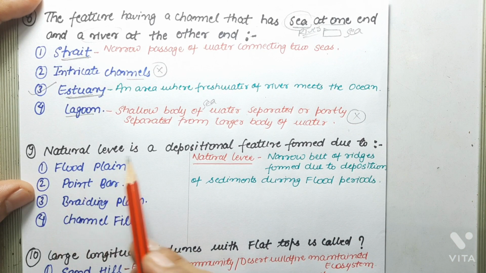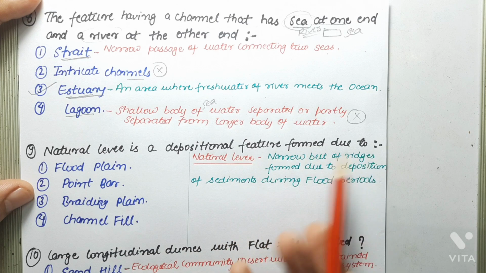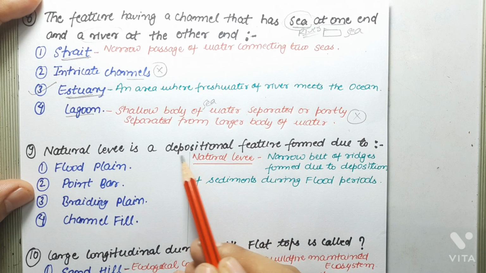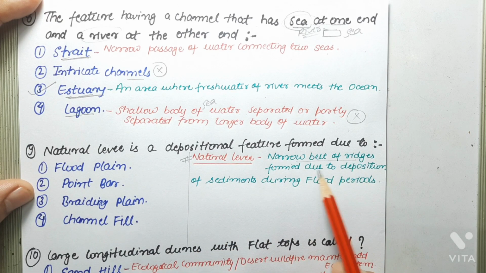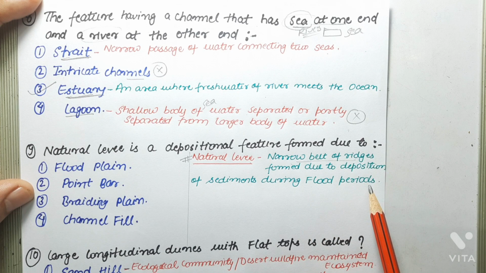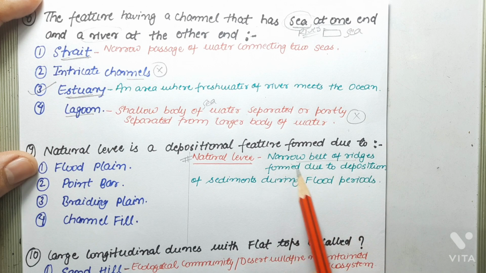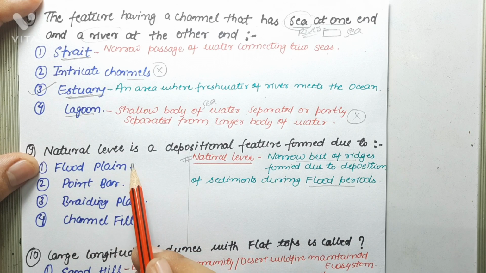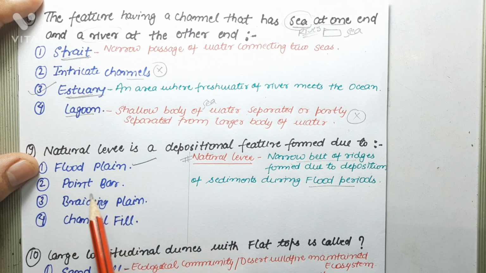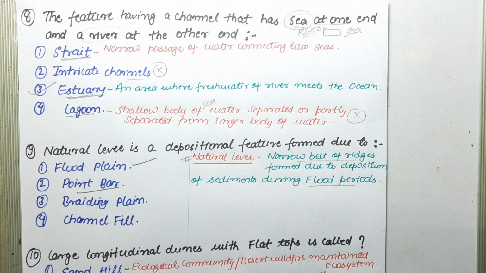Next question is, natural levee is a depositional feature formed due to. So first let us know what natural levee is and how it forms. Natural levees are just a narrow belt of ridges formed due to deposition of sediments during flood periods. So from this definition, it is clear that natural levees are formed during flood periods. So clearly these are formed due to floodplain. Okay, next is point bar. Point bars are also known as meander bars. They are found on the convex side of meanders of large rivers, and sediments are deposited by waters along the banks. Okay, point bars are formed in meandering streams.